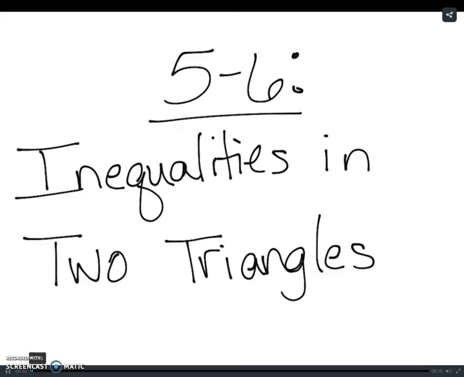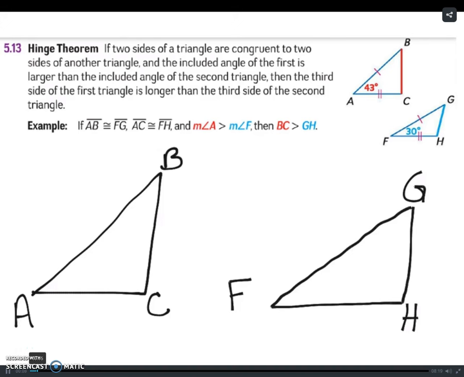Today we're going to be talking about inequalities in two triangles. So first we're going to look at a new theorem called the hinge theorem. This theorem says that if we have two sides of one triangle that are congruent to two sides of another triangle, so I've redrawn the triangles that they have listed up there, and we're just going to mark these. So we're saying AB is congruent to FG and AC is congruent to FH.